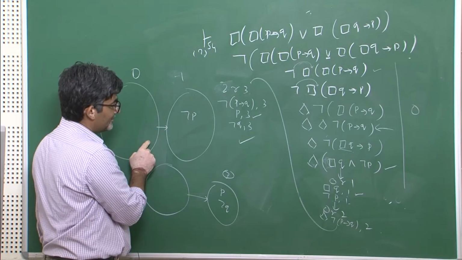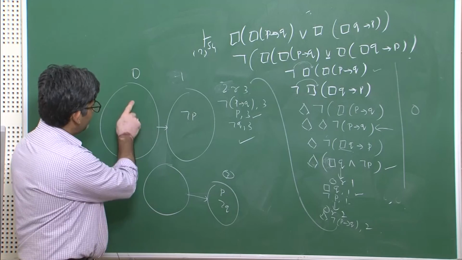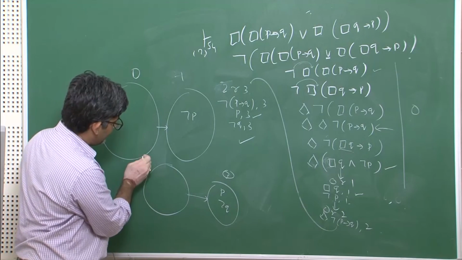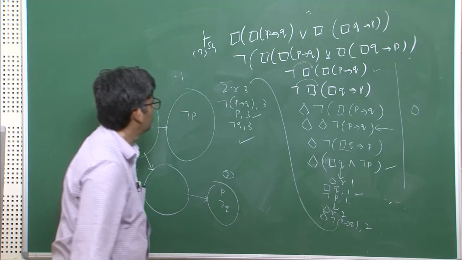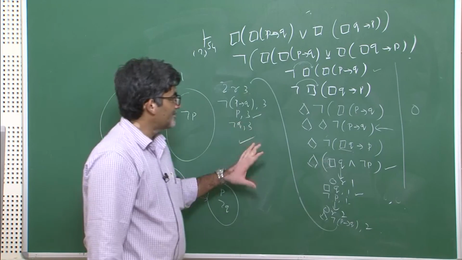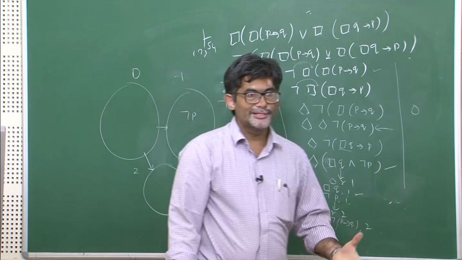The only thing you need to do is draw the accessibility relation like this. We have accessibility relation from 0 to 1 and from 0 to 2 also. So in this way this branch remains open and this will serve as the counter example. So I will stop here.